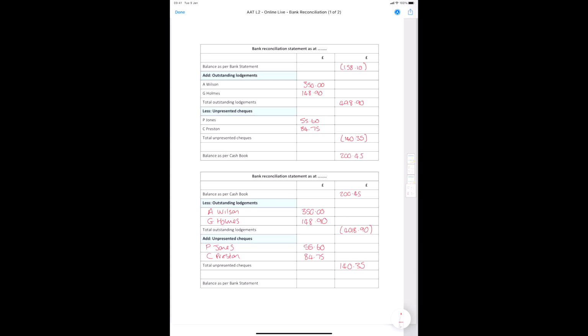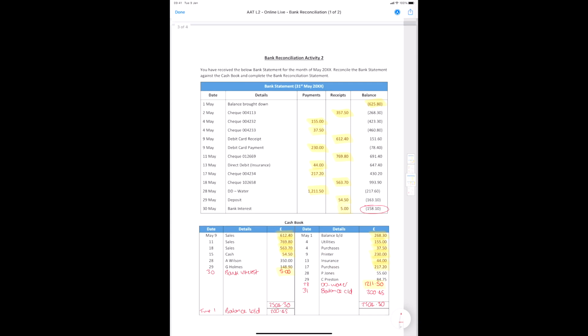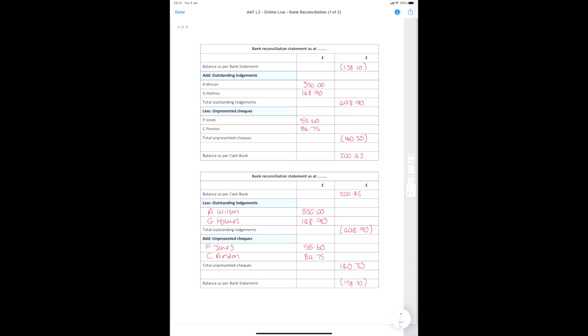So balance as per the cash book, less our outstanding lodgements, add our unpresented checks, should give us a balance as per bank statement of £158.10, which matches correctly, which is what is at the end of our bank statement.